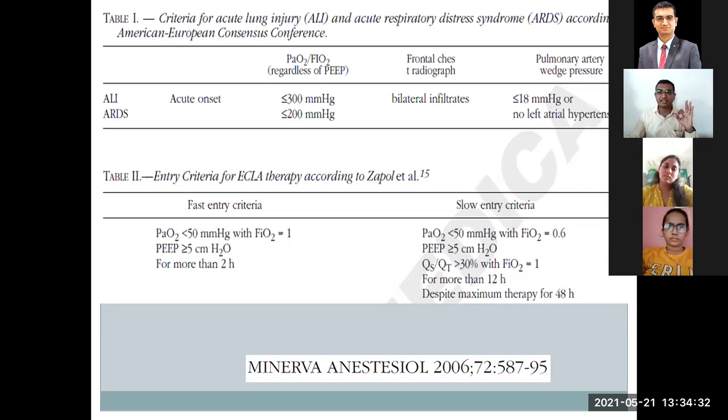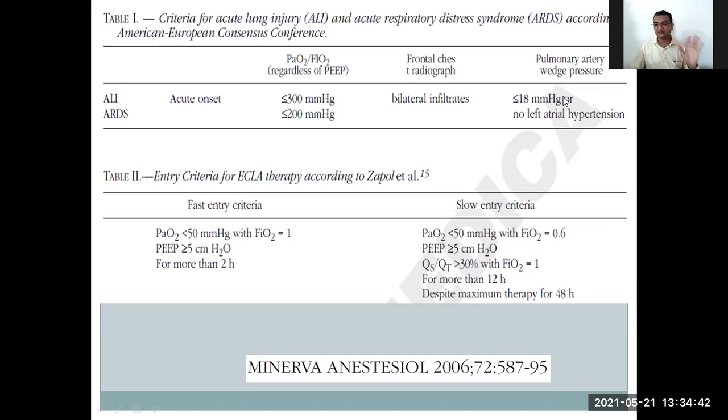Here is the criteria for acute lung injury. Again, less than 300. If it is a very severe case, less than 200. You can see bilateral infiltrate in the X-ray. Pulmonary artery wedge pressure, if you see, is less than 18 mm of Hg. No arterial hypertension, not because of the atria, not because of the heart. Pulmonary capillary wedge pressure is there, but not because of the heart.